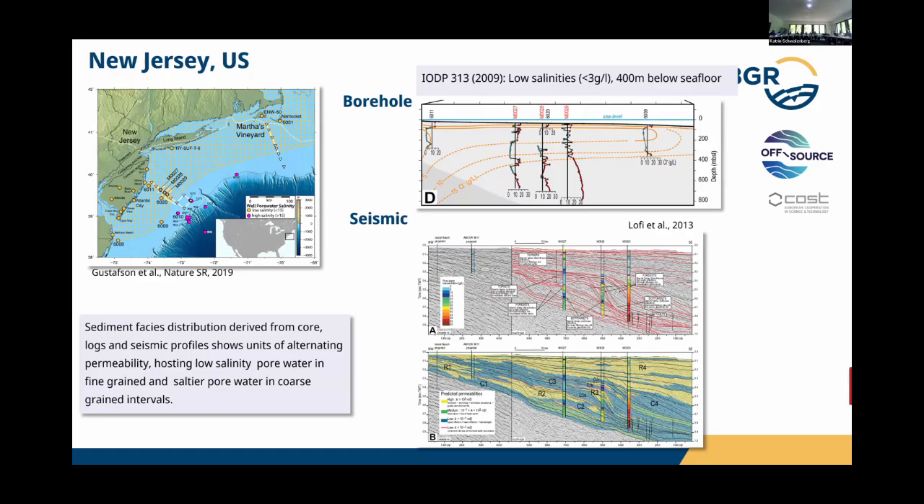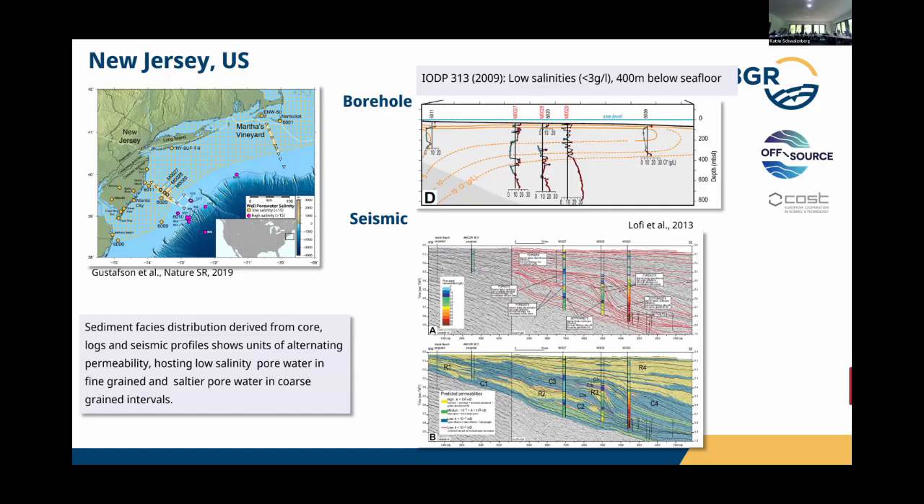These are other drill sites. The yellow ones show low salinities and the purple ones show high salinities. That's all from Chloe Gustafson's paper. Here are the resistivity logs where you see the freshwater intervals. There's interpreted seismic in the paper from Lofi et al. 2013. And based on that, you have here interpreted phases based on the seismograph.